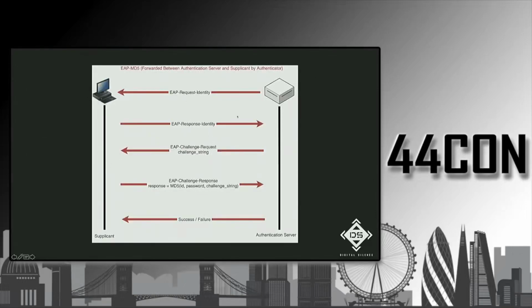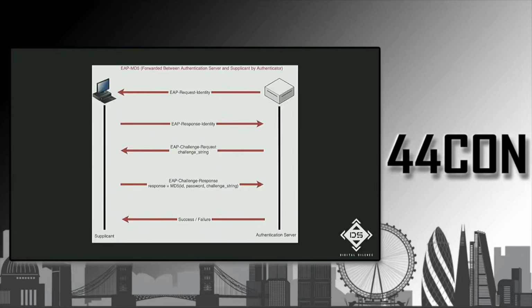So the way EAP-MD5 works, it's going to start out with an EAP request identity frame coming from the authentication server. It's asking the supplicant to provide its username. The supplicant's then going to respond with an EAP response identity, where it's going to provide that username. The authentication server is then going to do something interesting. It's going to basically generate a random string of characters, and send this random string of characters to the supplicant as an EAP challenge request.